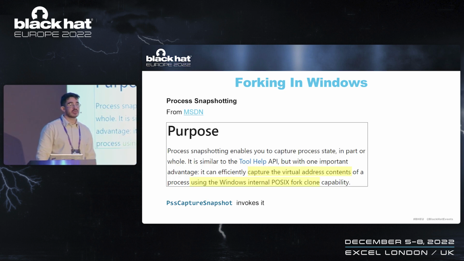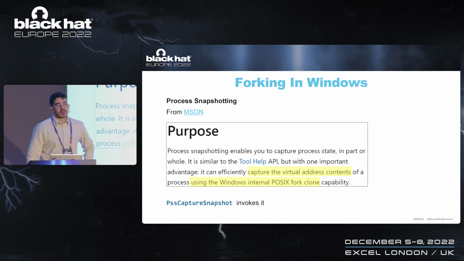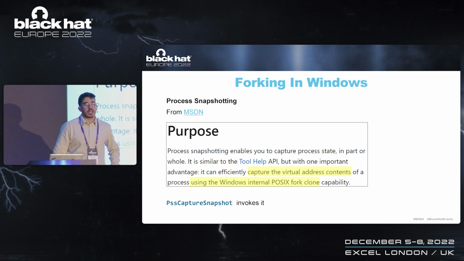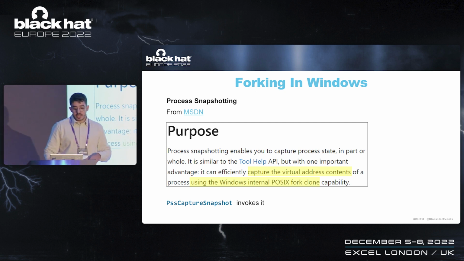Okay, another mechanism, a bit more well-known one, is process snapshotting. Another mechanism similar to the last one that allows us to query data from process, states, and memory data, but it does so, this is a description from MSDN, using the Windows internal POSIX fork clone capability, the one that we just covered. The API name that invokes it is PssCaptureSnapshot.